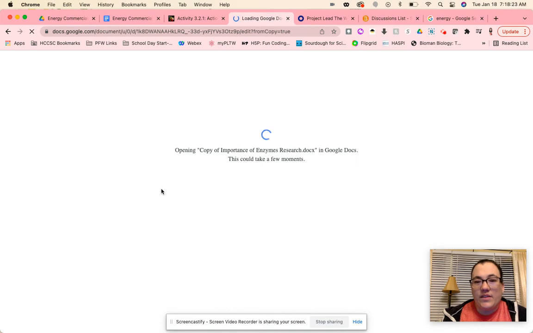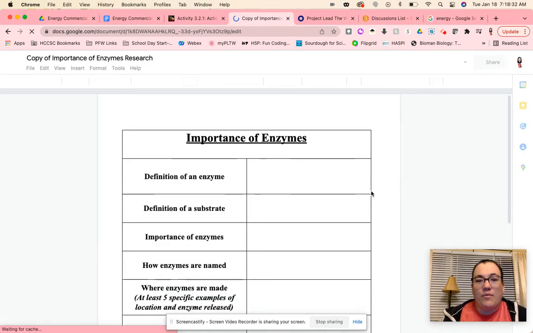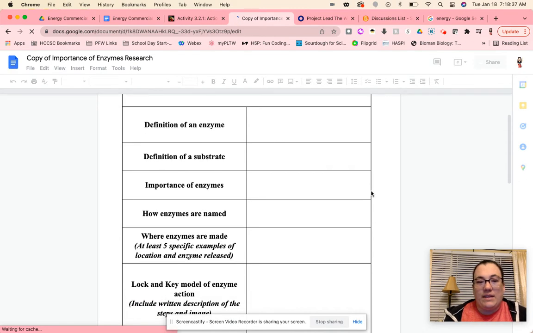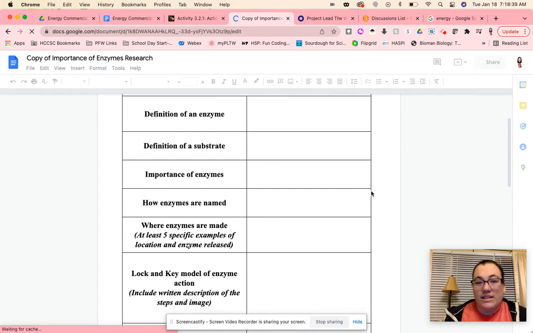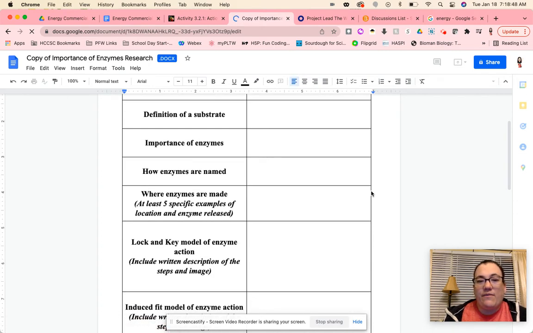There are several things on this Google Doc that you're going to be looking at with enzymes. Look at a definition of an enzyme and a substrate. Tell me about the importance of enzymes, being specific, how enzymes are named, and then give me 5 specific examples of enzymes, where the enzymes are made and what kind of molecules they act on.